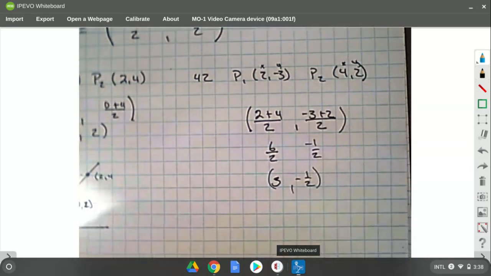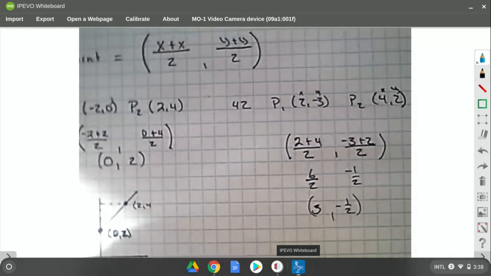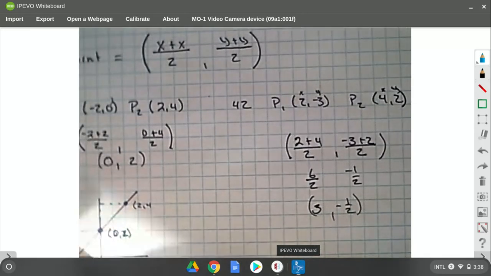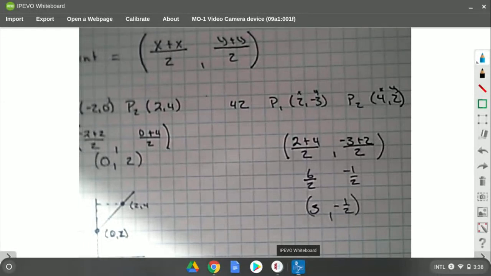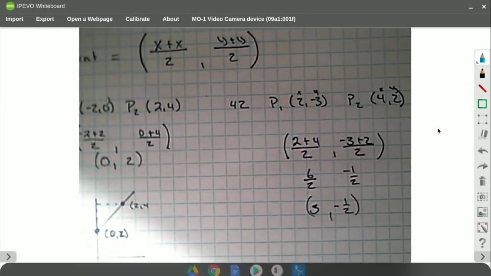Okay. Distance and midpoint, two formulas for 2, 1. Just get those formulas down in your head, and it gets a lot easier when you know them.